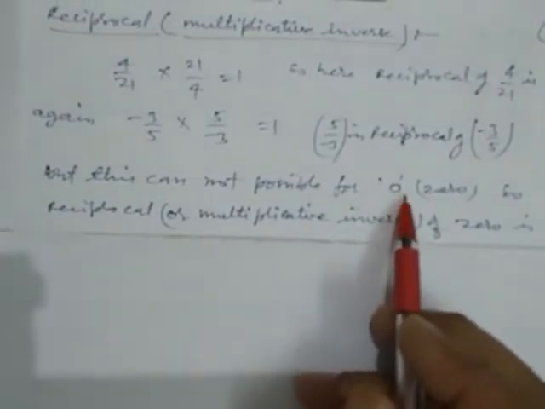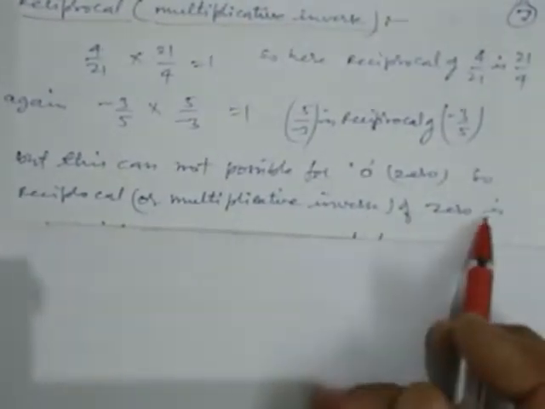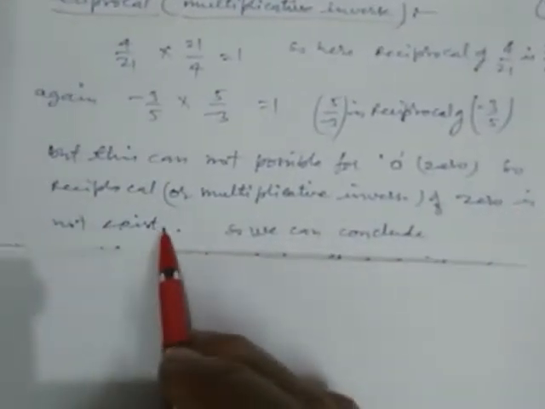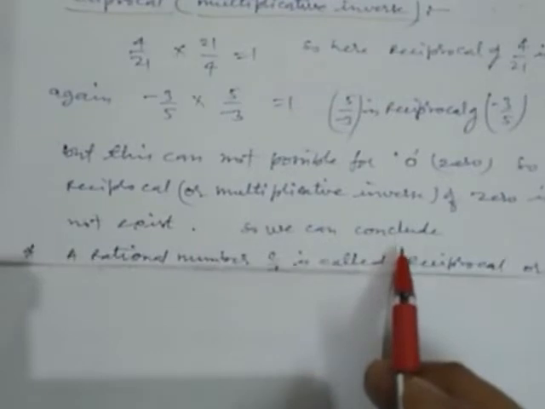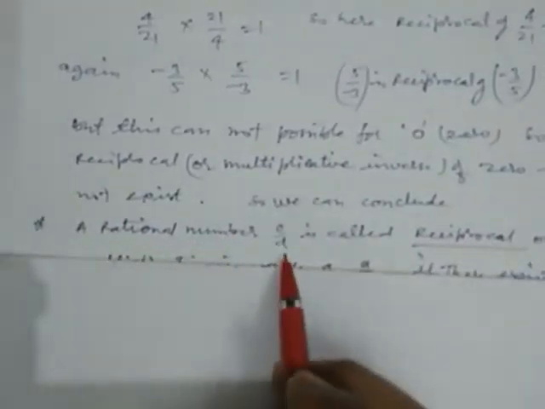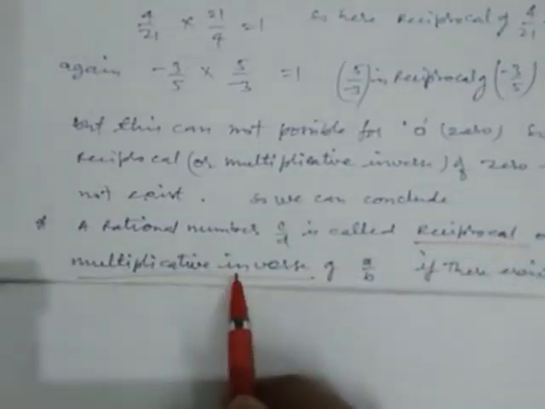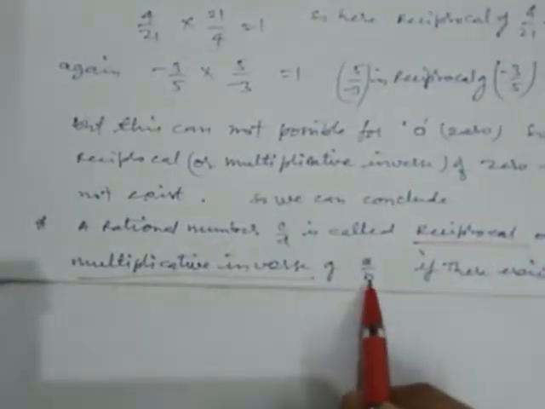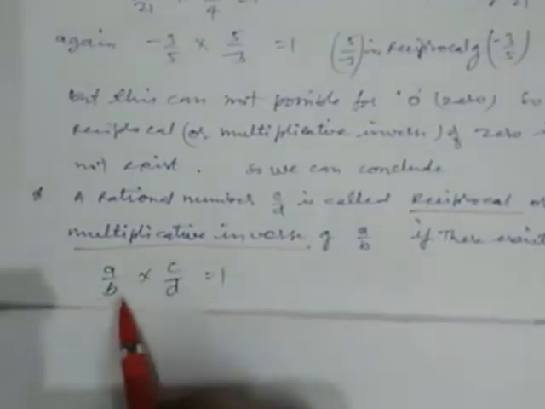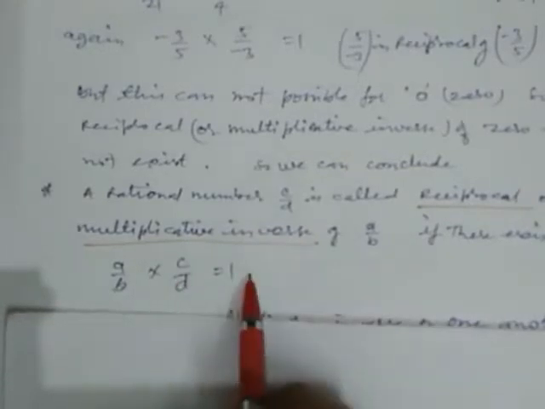Or in the case of 0, this is not possible. So the reciprocal or multiplicative inverse of 0 does not exist. So what can we conclude? A rational number C by D is called the reciprocal or multiplicative inverse of A by B if there exists A by B into C by D equal to 1.